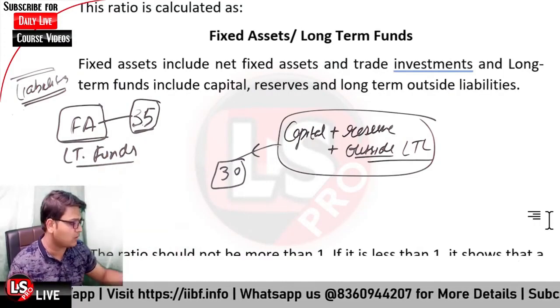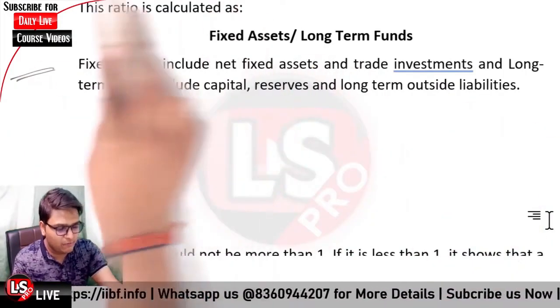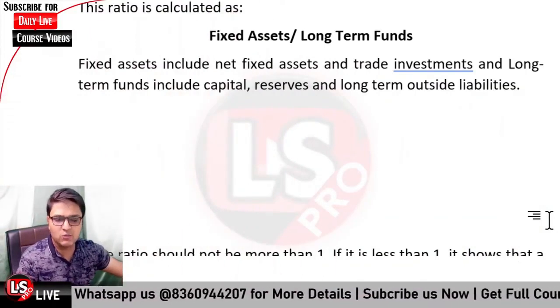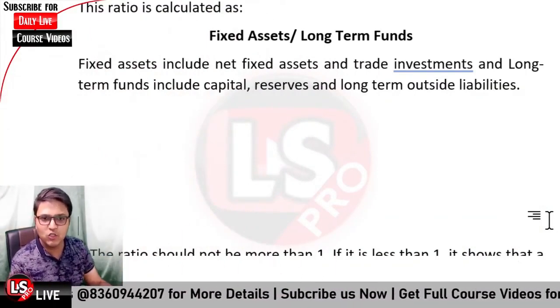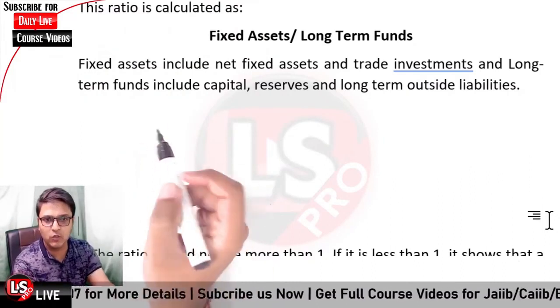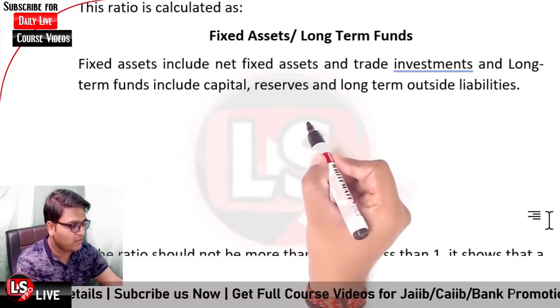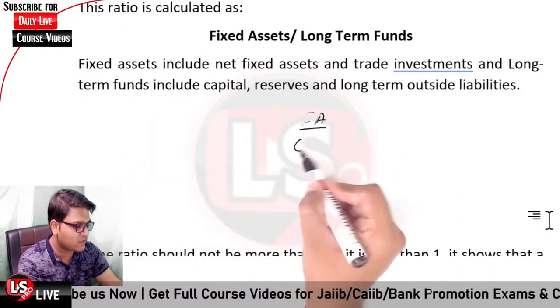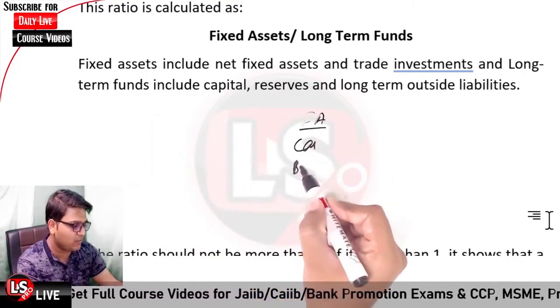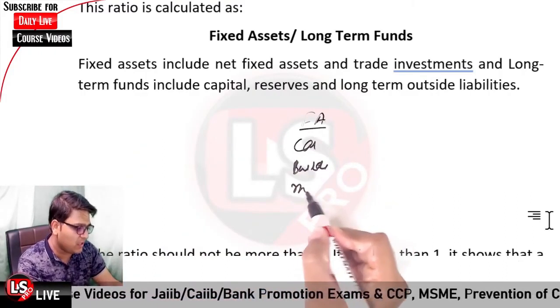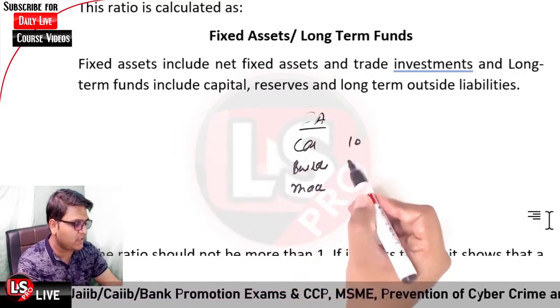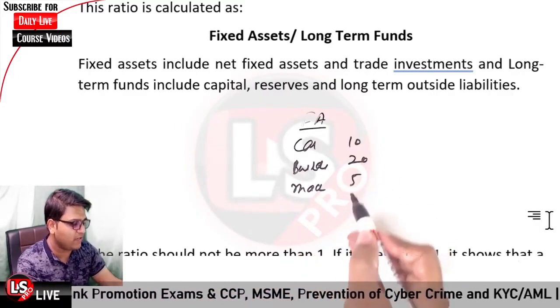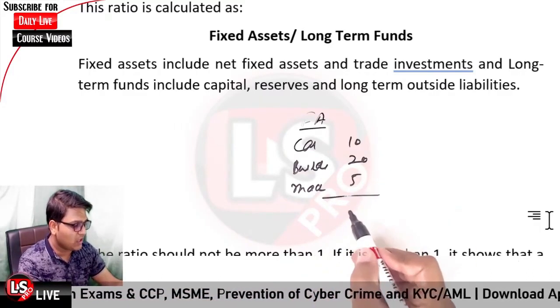Are you getting my point or not? Kindly confirm if you are clear with this point, because this is an important point and you must know it. Let me explain it once again. You have different fixed assets: a car, a building, and machinery. The car is worth 10, the building is 20, and the machinery is worth 5. In total, the fixed assets total is 35.